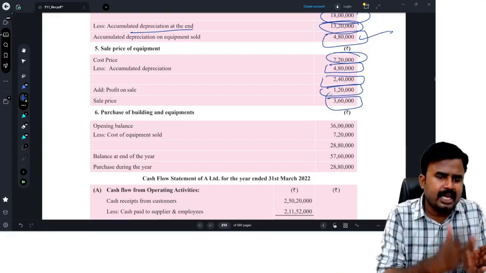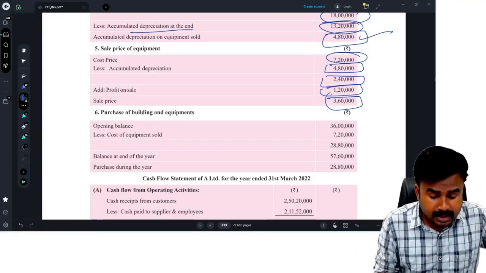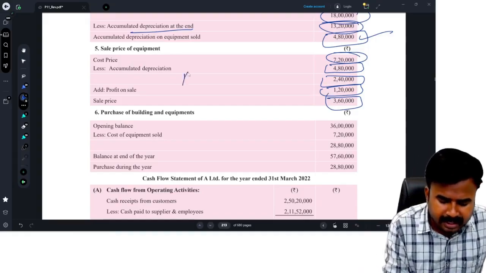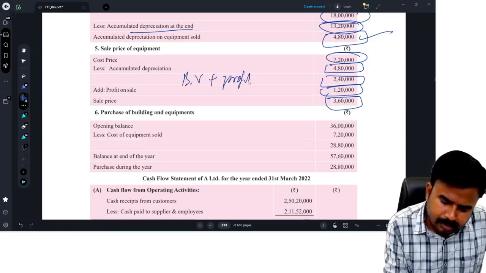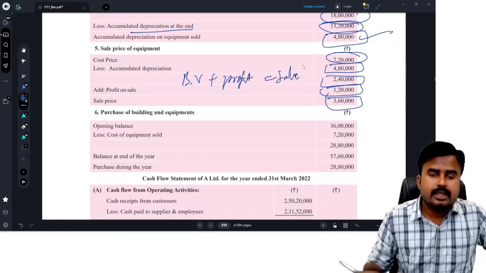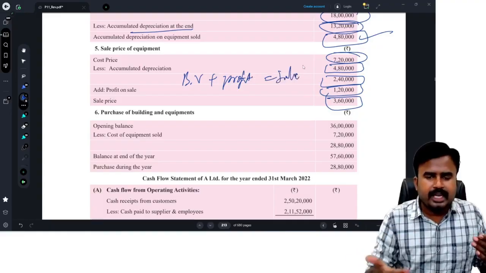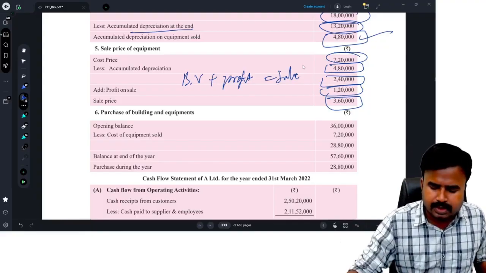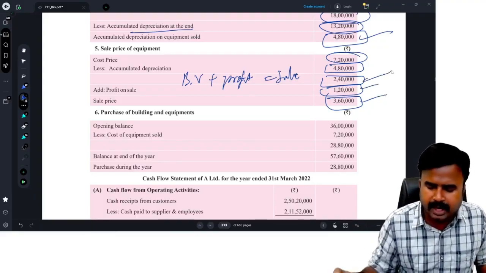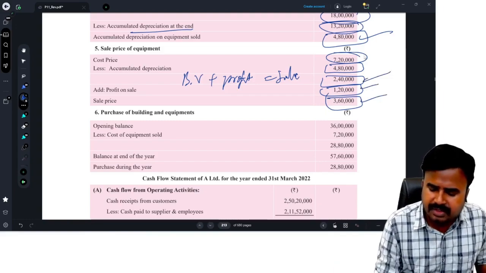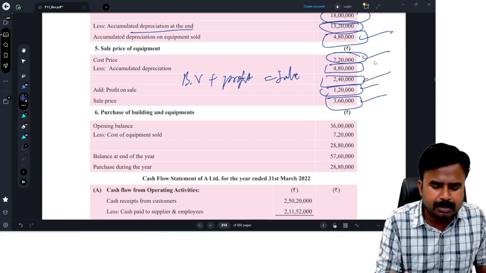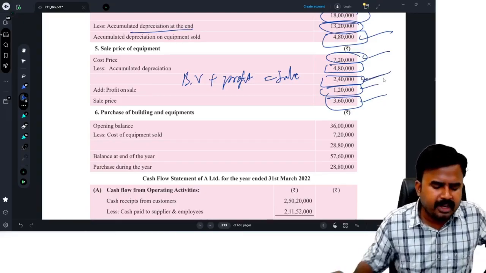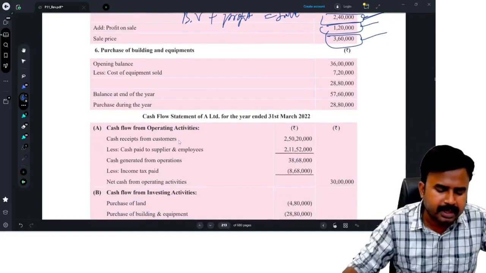Sale value minus book value is profit, or otherwise book value plus profit is equal to sale value. So by comparing the two numbers, sale value and book value, I get profit. We got the sale value by adding profit to the book value. How did you get book value? Cost of the equipment minus accumulated depreciation provided on it, 4 lakh 80,000, gives 2 lakh 40,000 book value. To that I've added profit and got the sale value of the fixed asset or equipment.